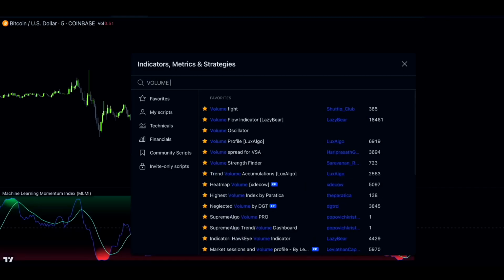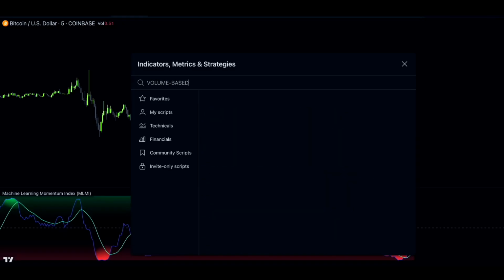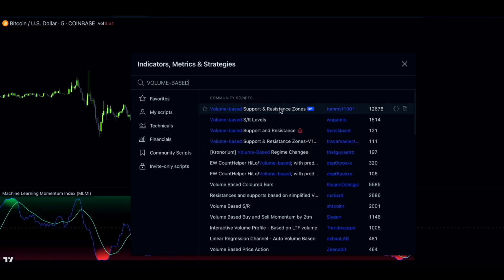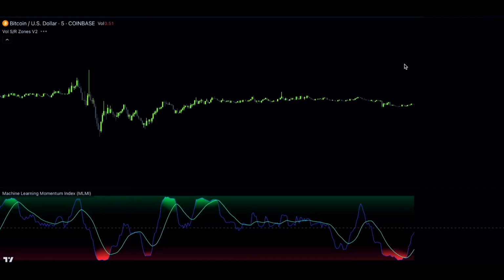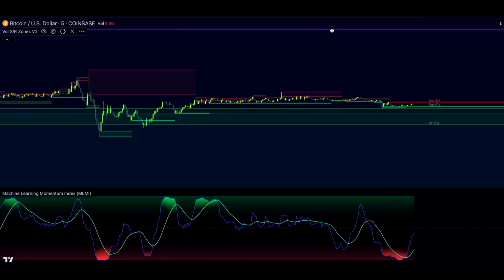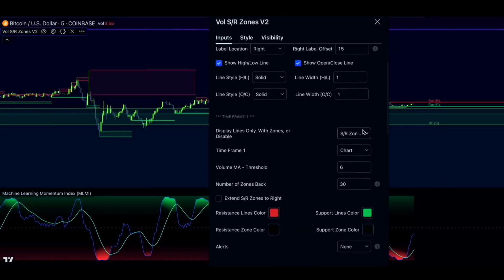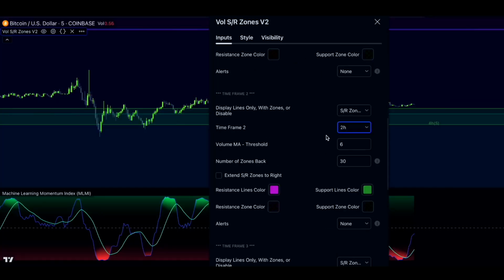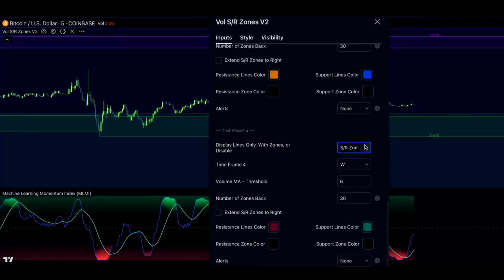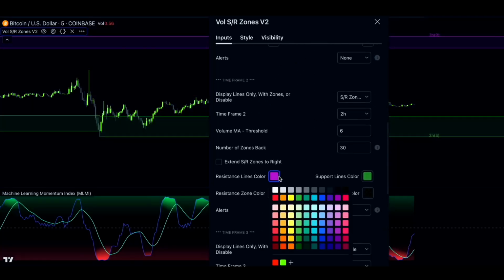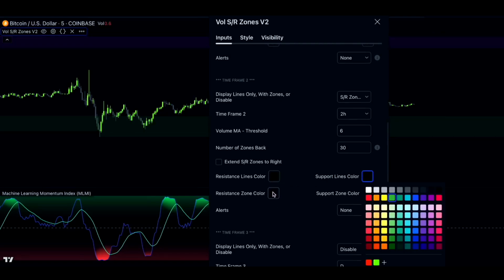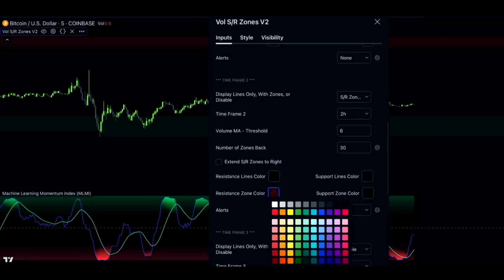Next, find Volume-Based Support and Resistance Zones by Tomiev 1001. Don't worry if your chart looks messy. I'll show you how to clean it up. Go into the support and resistance indicator's settings and turn off all timeframes except the 2-hour one. I also recommend customizing the zone colors to your liking. Once that's done, click OK.